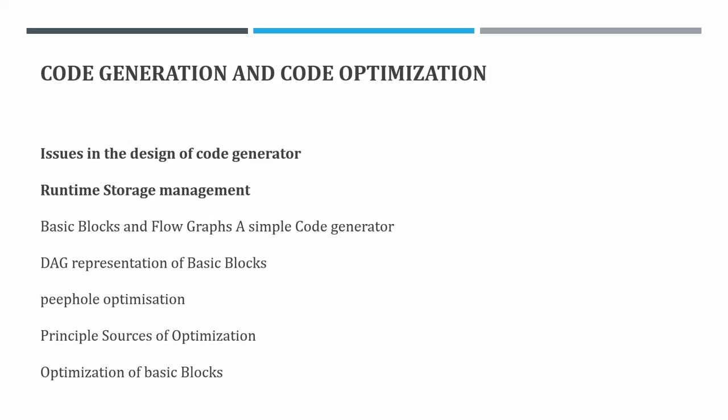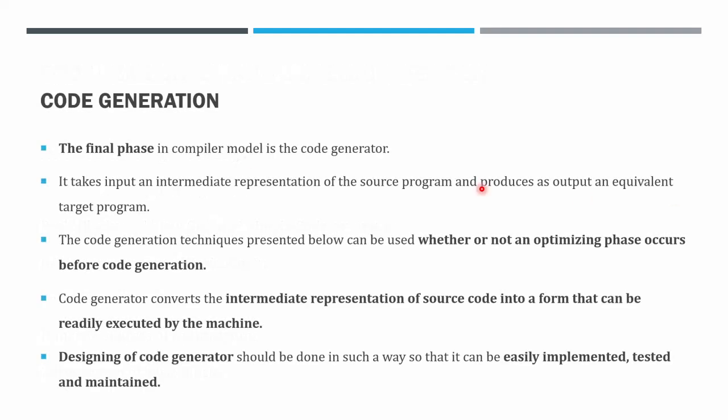To start with, in this particular video, we will be covering the issues in design of code generation and runtime storage management. So before getting into the issues, we should know what code generation is. This is the final phase of the compiler model, which will be taking the input from the intermediate representation of the source program, and it will be producing the target program. The target program can be an assembly code or a bytecode. That depends on the platform.